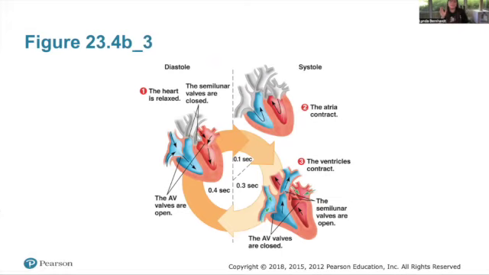So we talked about the systole and the diastole. The systole, it's trying to show you here that the atria contract, then the ventricles contract. So these are where I was talking about the lub-dub, lub-dub. And when the heart is relaxed, this is the diastole.